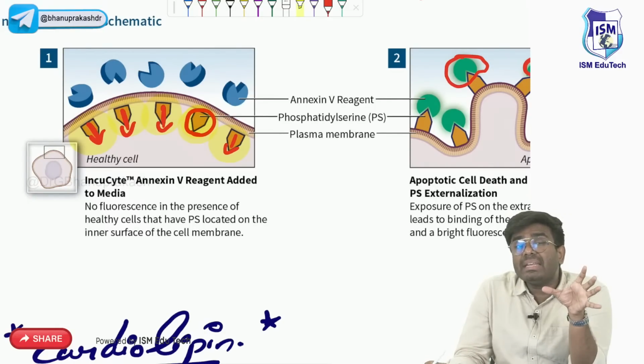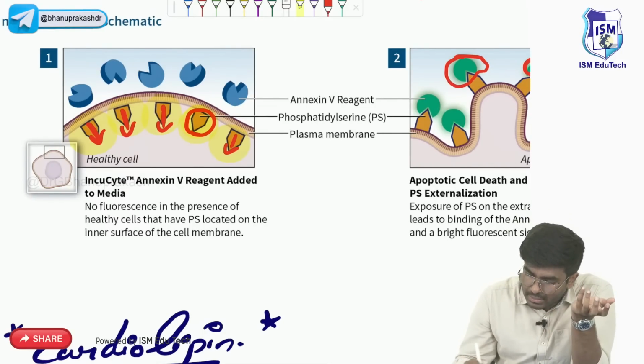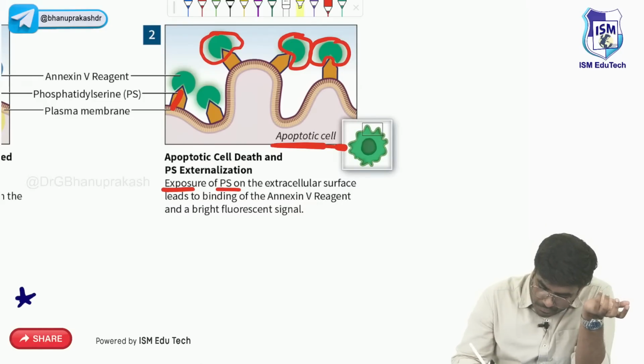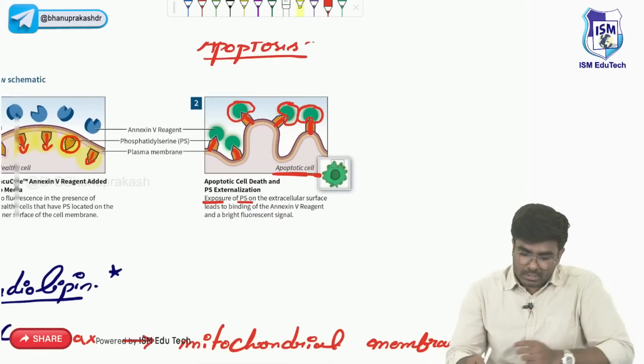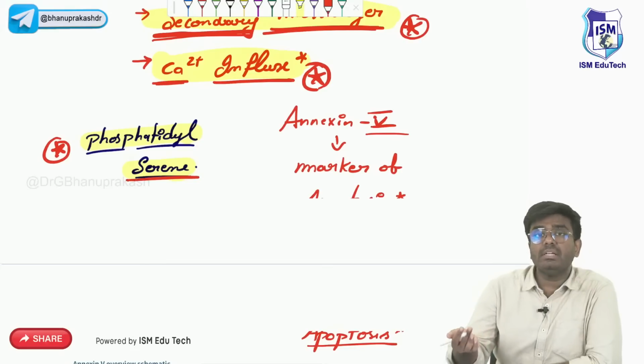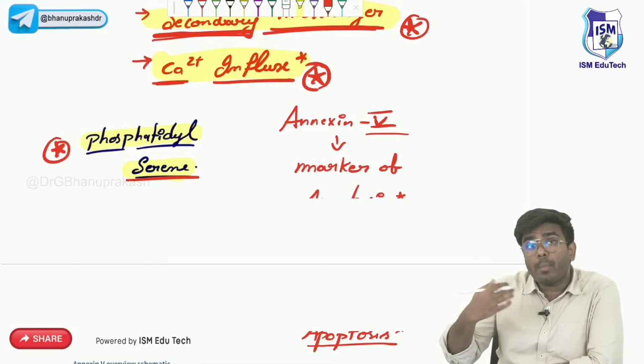But in a cell which is undergoing apoptosis, what happens? In an apoptotic cell, there is exposure of phosphatidylserine. The phosphatidylserine is now flipped outwards. So this is a very important point. The phosphatidylserine is normally present inside the cell. In an apoptotic cell, what happens?